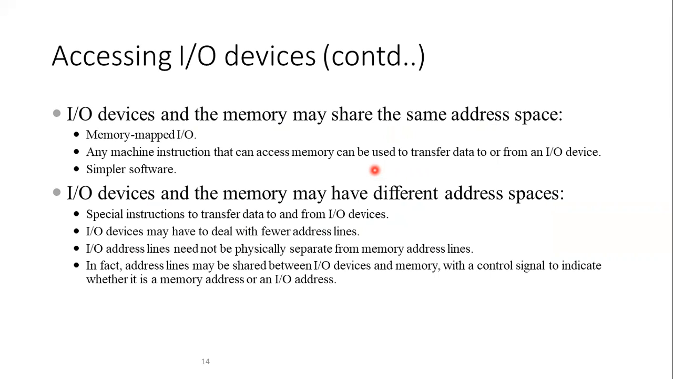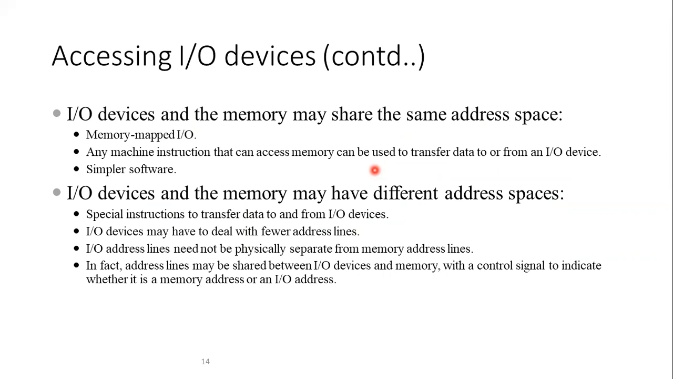There can be two types of phenomena. I/O devices and the memory can share the same address space, or they can have different address spaces. In memory-mapped I/O, any machine where they share the same address space, this type of situation is called memory-mapped I/O. Any machine instruction that can access memory can be used to transfer data to or from an I/O device.